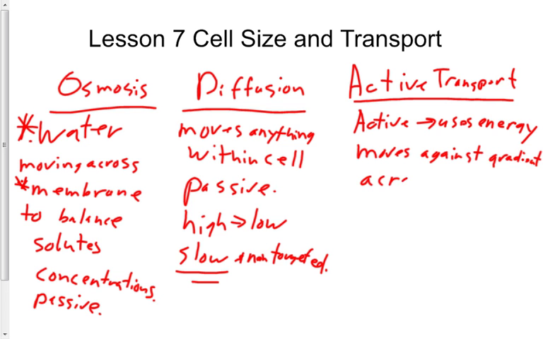And it also works across the membrane. We have to remember that. Okay? Active transport is across the membrane, not within the cell. Okay? The only way to move things within the cell, okay, within the cytoplasm of the cell, is diffusion. So active transport uses energy, moves things against the gradient, okay, so from low to high across the membrane.